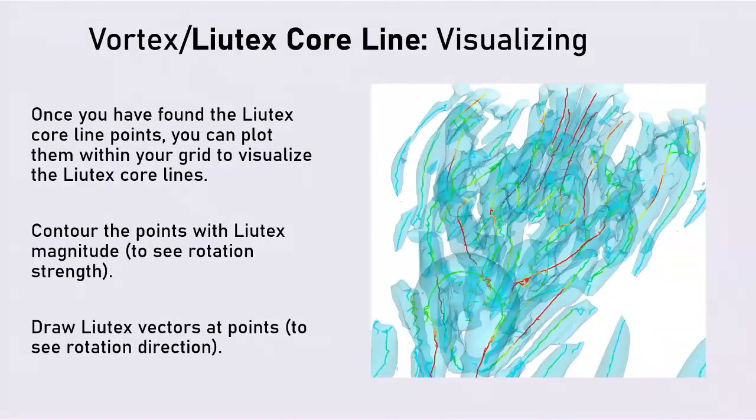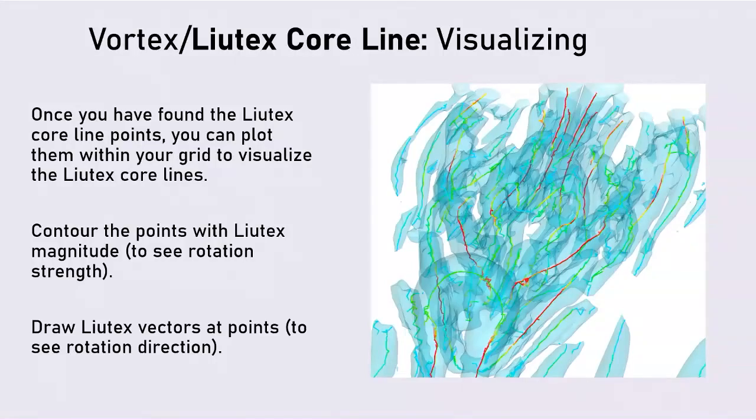Once you've found the Liutex core points, you can plot them within your grid and visualize them as Liutex core lines. Here is a figure with a transparent isosurface where you can see the core lines going through the center of the isosurfaces. They are colored and contoured with the Liutex magnitude, which describes the strength of rotation at that place in the core line.